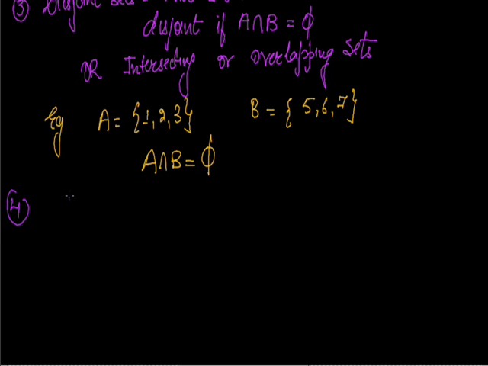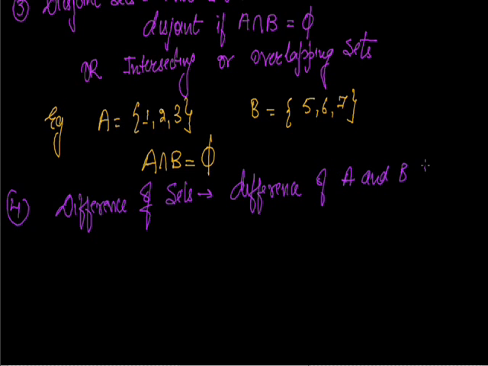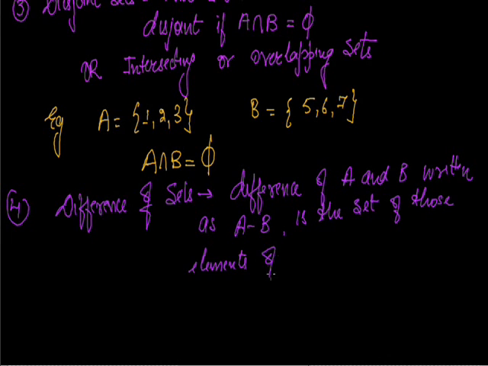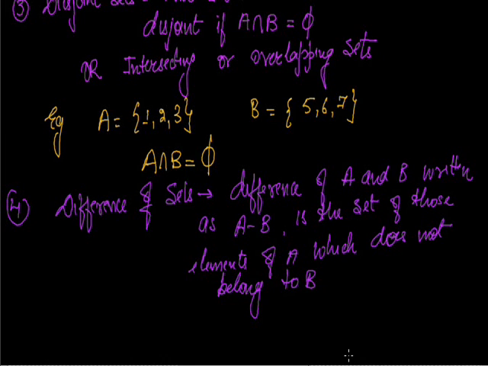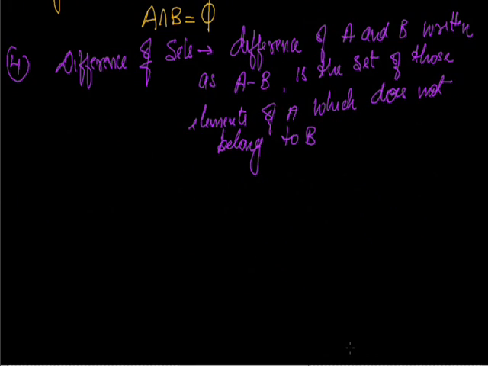That is difference of sets. What is the difference of sets? Let's suppose there are two sets A and B. Difference of A and B is written as A minus B, and it is the set of those elements of A which do not belong to B. In the difference of the sets A and B, the A minus B set will contain the elements which are in A but not in B.